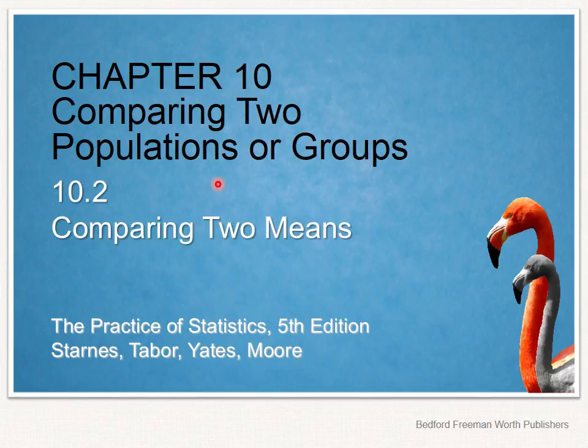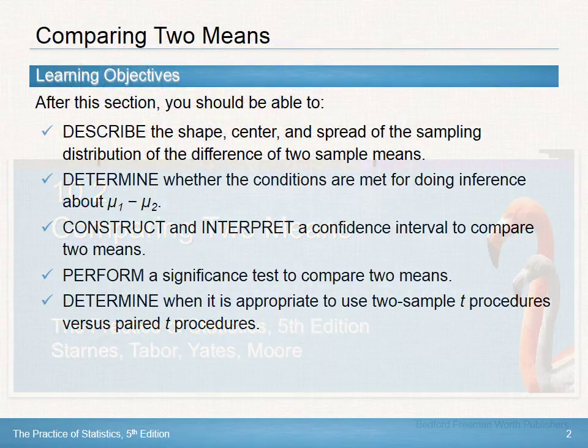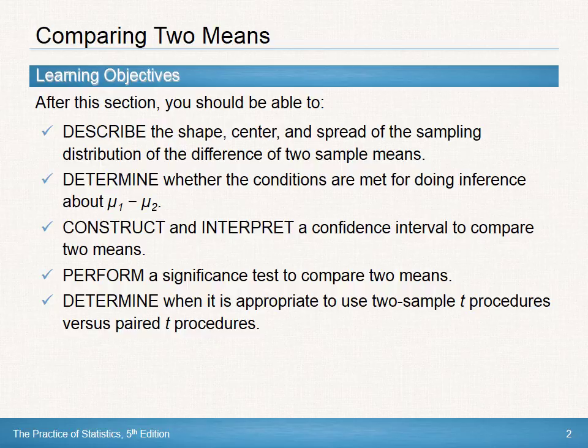In this section, we are talking about comparing two different population means. Again, the objectives for this section: describe the shape, center, and spread of the sampling distribution of the difference of two sample means. Determine whether conditions are met for using inference about the difference of two means. Construct and interpret a confidence interval to compare two means.